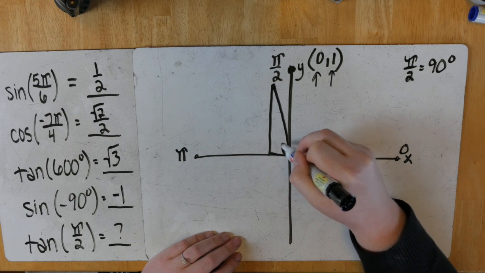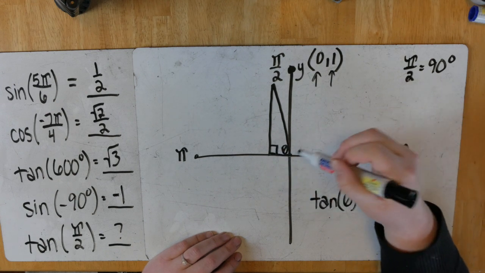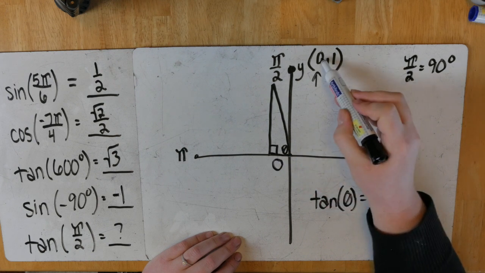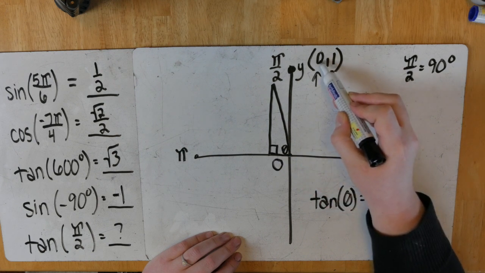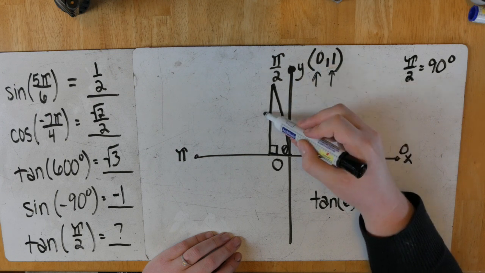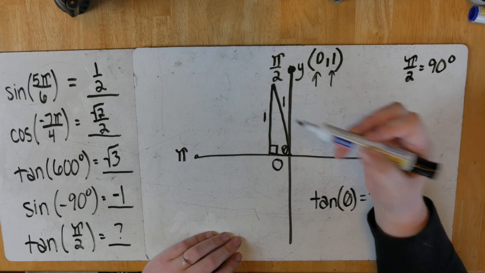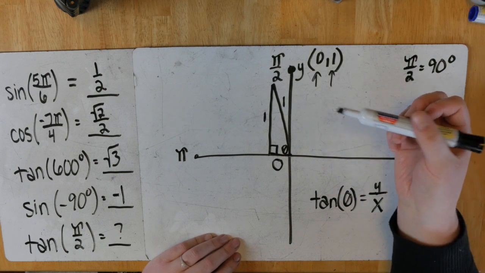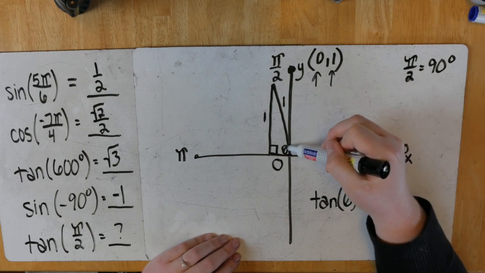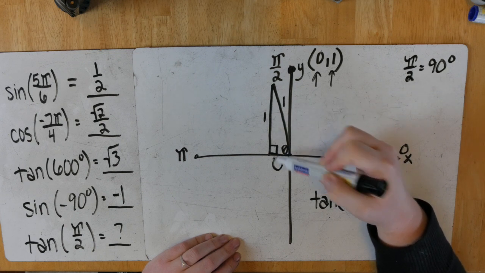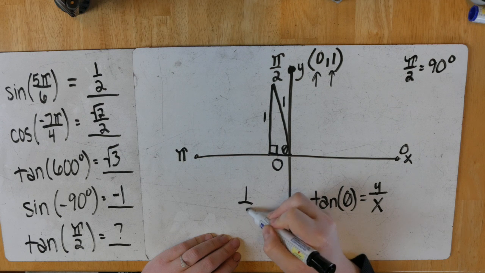We have theta at the origin, we have our 90-degree angle. So we have an x side length of 0, because again we never traveled anywhere from the origin on the x-axis, and then we traveled 1 up along the y-axis, and we always have that radius of 1 in the unit circle. And we see that tangent is the opposite divided by the adjacent side. So we get 1 divided by 0.